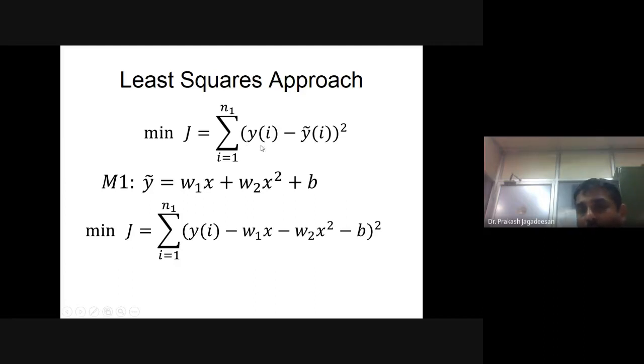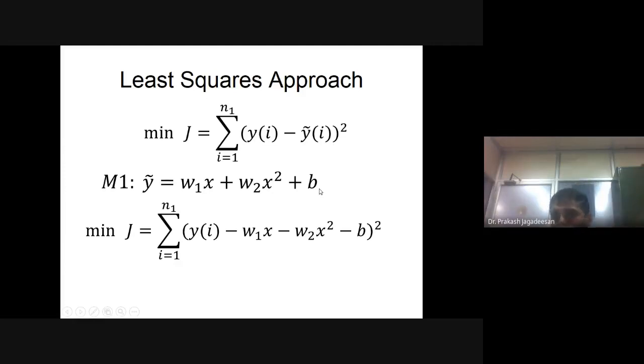So what is our interest here? My objective function is basically to minimize the sum of squared errors. This is your actual output from the system, minus the model output, squared, over N1 observations. I'm assuming that there are N1 observations. For each data point there will be an error. I want to minimize that error and determine W1, W2, and B. So by minimizing the sum of squared errors, I want to determine W1, W2, and B.